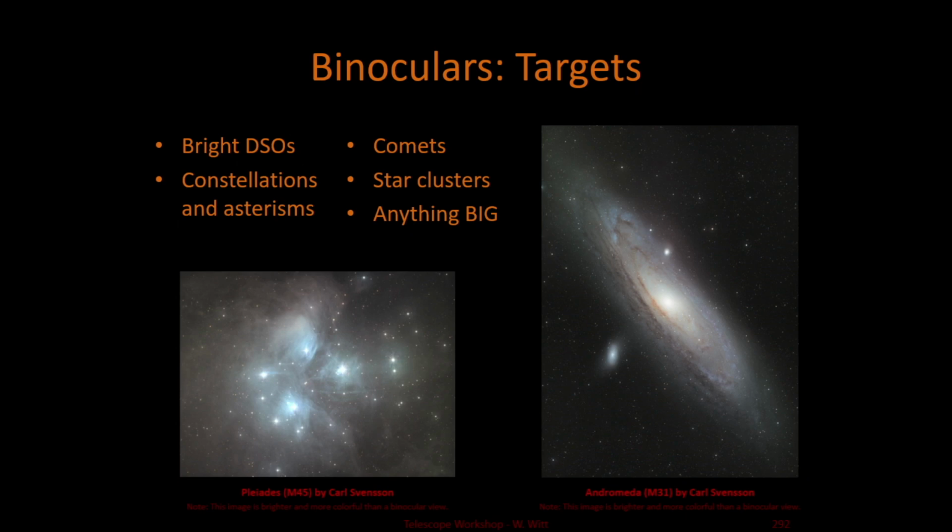So you're looking at really bright deep sky objects like Andromeda. You're not looking at really faint things like planetary nebulae. You're looking at comets, perhaps. Comets that have a really long tail. Some of the great comets that we've had in the last couple years have looked really nice through binoculars. Star clusters, anything big is great for binoculars.